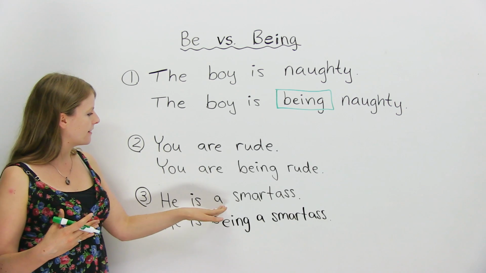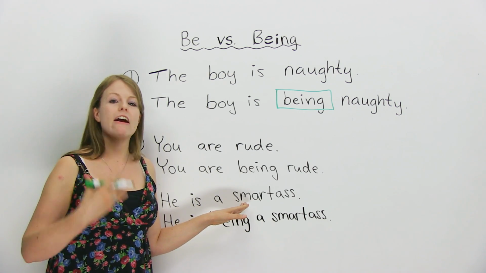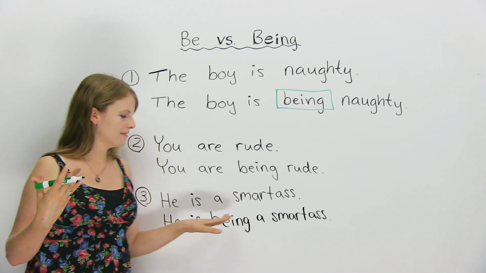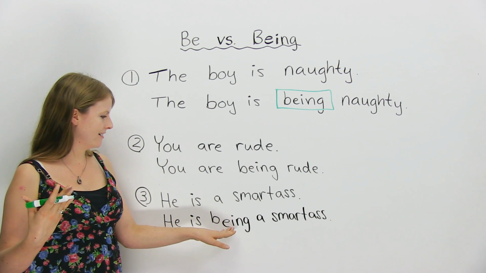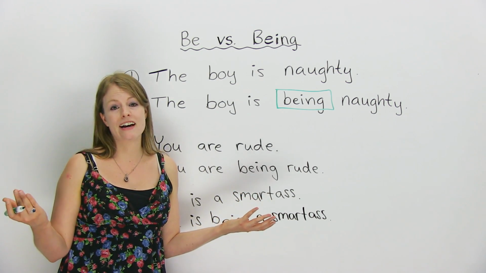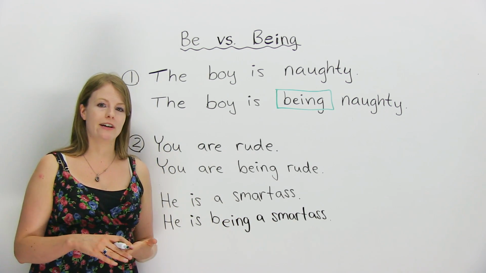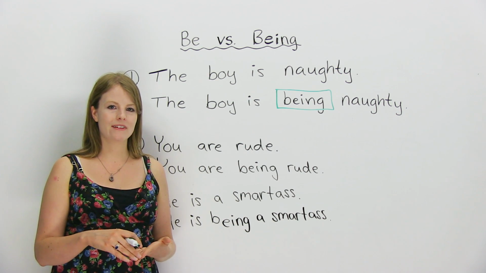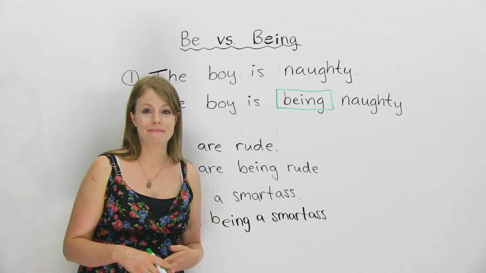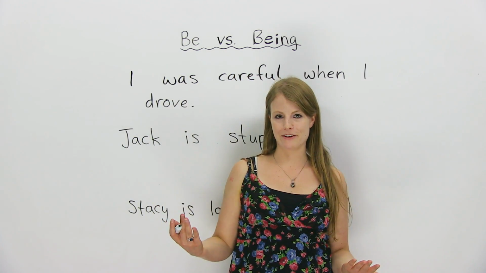So if you say he is a smartass, it just means that's his character. He's usually this way. This is how he is. If you say he is being a smartass, it means maybe just this one time. It's his behavior in this moment, but it's not usual for him. It's just right now. So let's do some work on this together. Let's do some examples together.